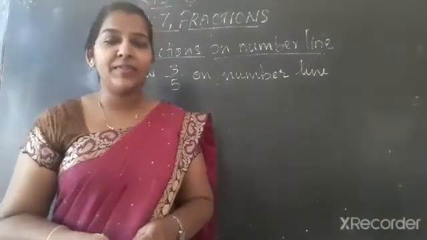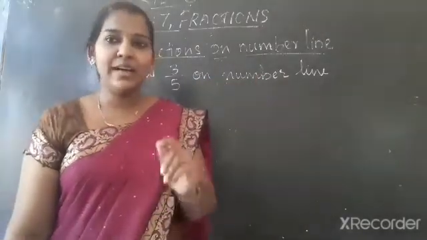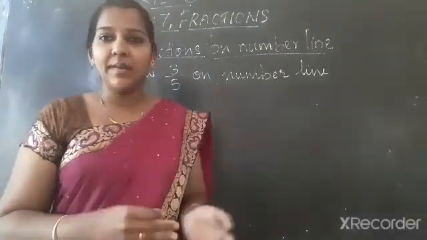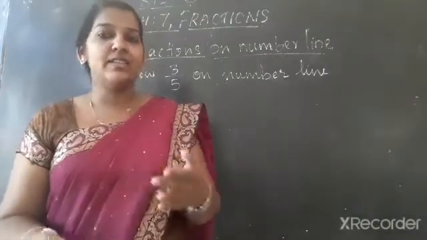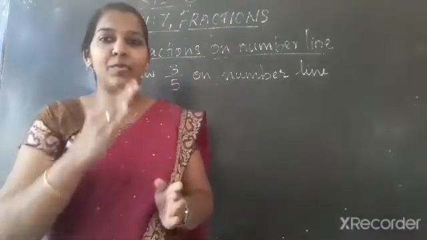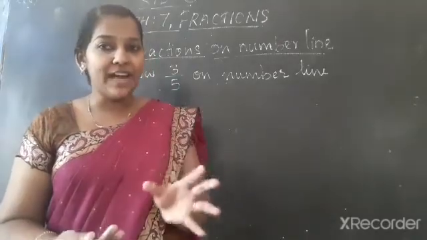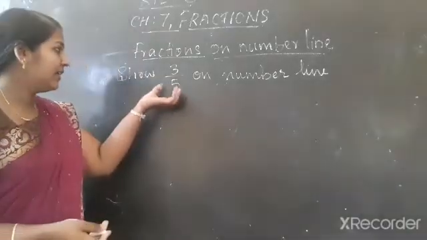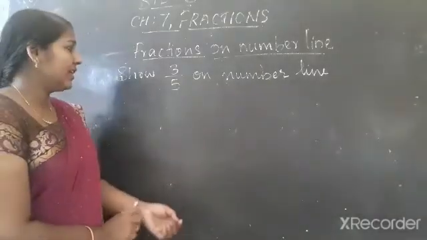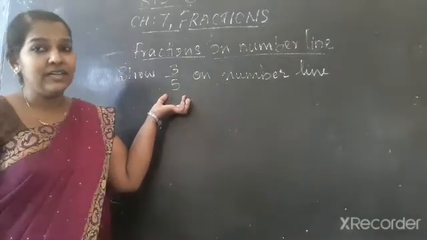Children, the next topic we are going to discuss is fractions on a number line. How can we represent a fraction on a number line? In the previous chapter, we learned how to represent integers on a number line, the positive integers and negative integers, with 0 in the middle. Now we are going to discuss how to represent a fraction on a number line. For that, I am taking an example, 3 by 5. It is a fraction, isn't it? So let's arrange the fraction 3 by 5 on a number line.